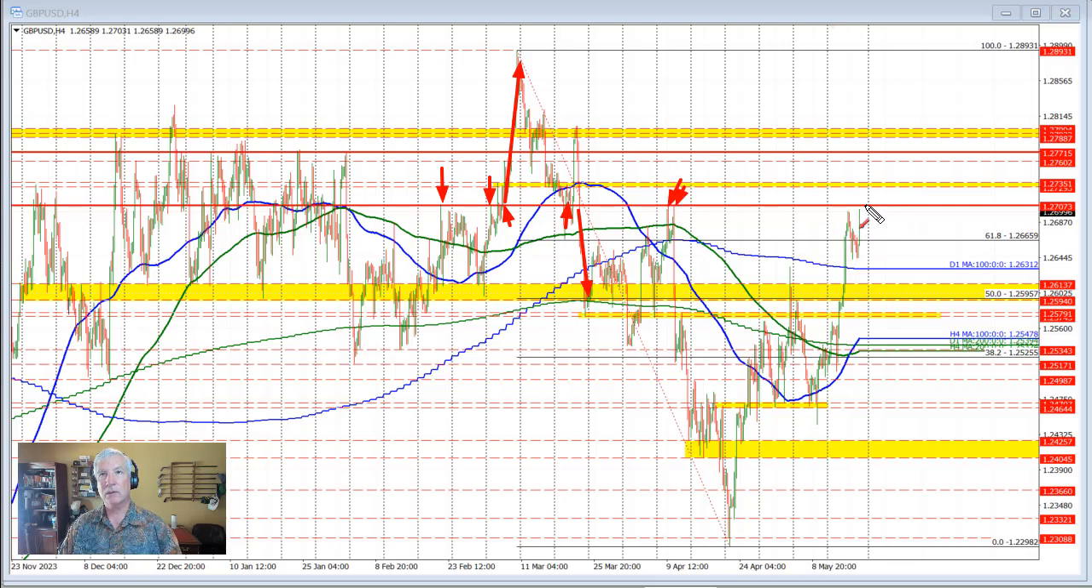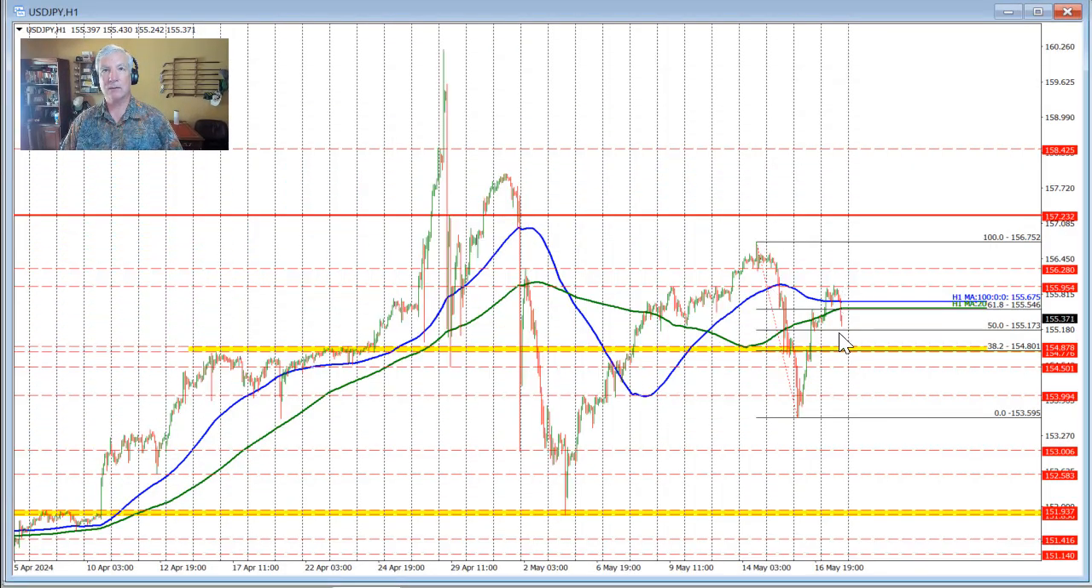So this 1.2707 is the next target. If the price gets above that level, we'll look toward this swing area before rotating to the downside between the 1.2720-something and 1.2735 level. But first things first, get above 1.2707 for the sterling versus U.S. dollar.